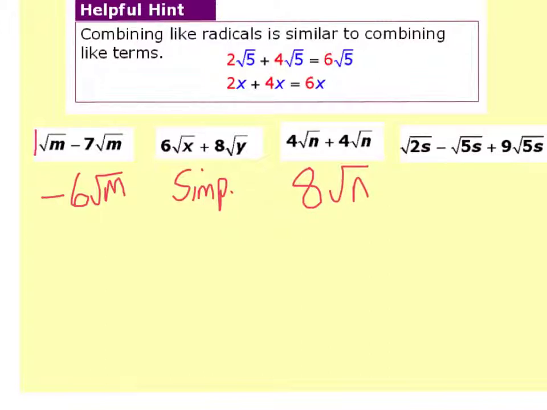Now, only combine like terms, so the square root 2s is not like these, but these are alike. So what I'll do is, I'll say square root 2s, then I'm going to go back and combine these. So I know there's invisible 1 right here. So, negative 1 square root 5s plus 9 square root 5s gives me positive 8 square root 5s. And there's my answer.